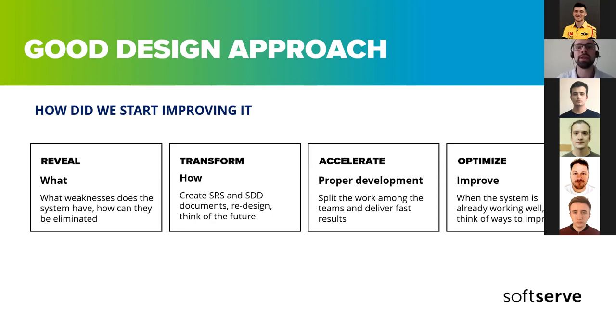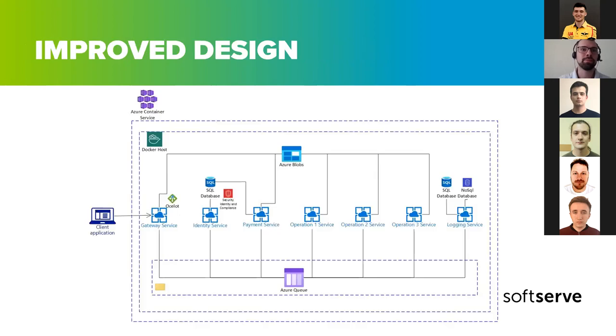The next thing that we did was split the work among the teams to deliver the fastest results possible. There is no additional explanation to this one. And then the other thing that we did, and this is actually very important in microservice architecture, is when the system is already working well, it is always good to think of ways to improve it and make it even better, because the sky is the limit, as we know. And if you have time, the opportunity, or the budget to do so, it is always good to do it and to optimize it.